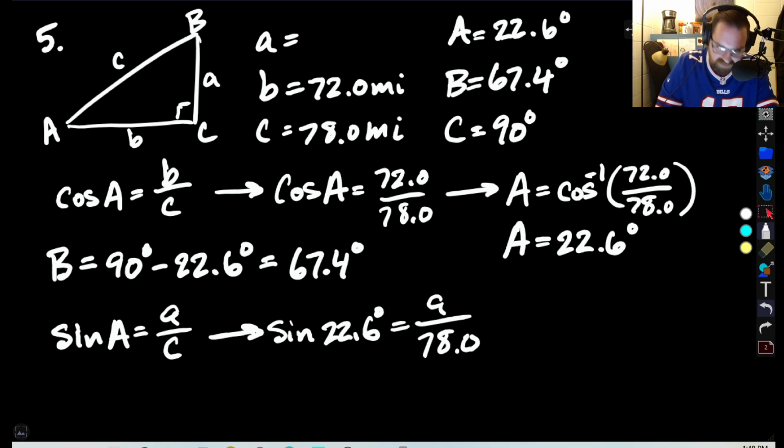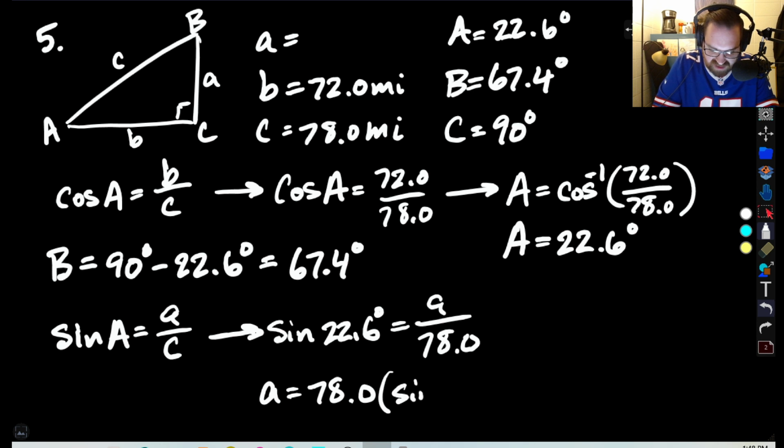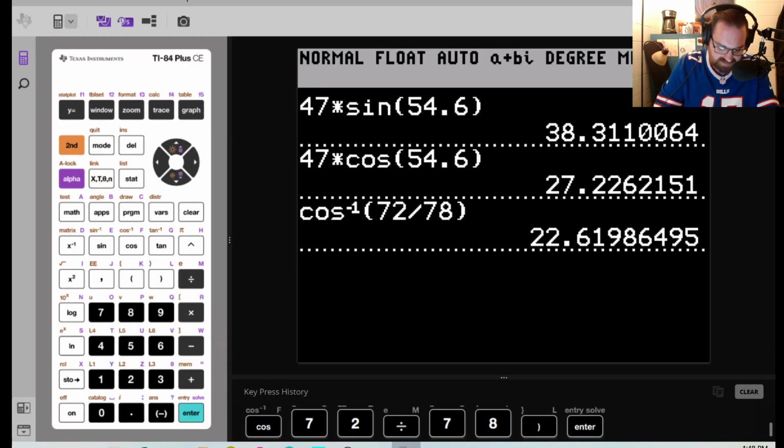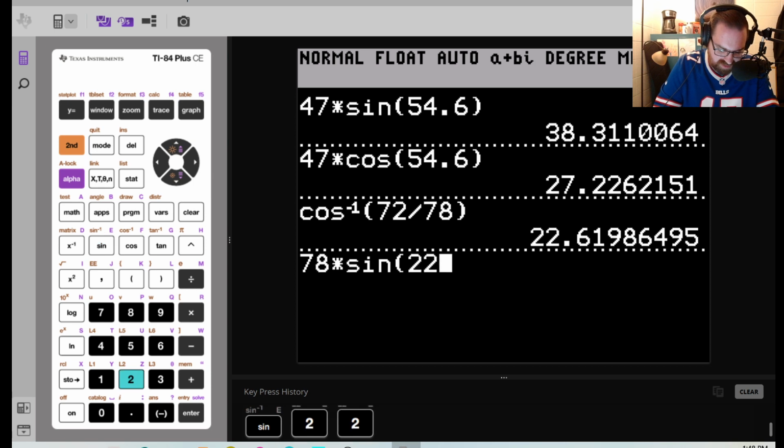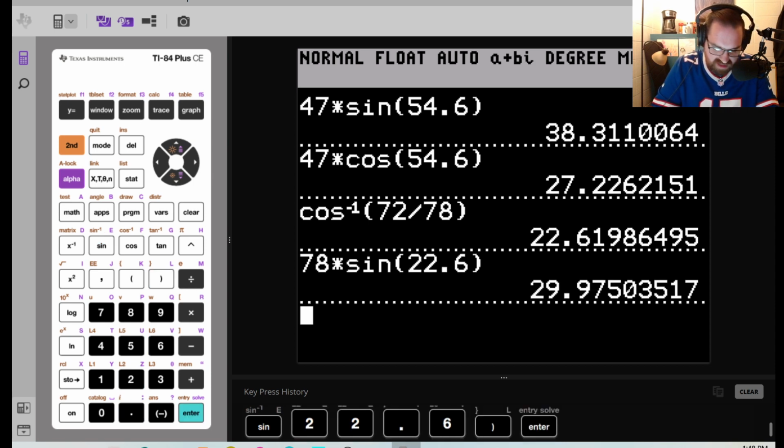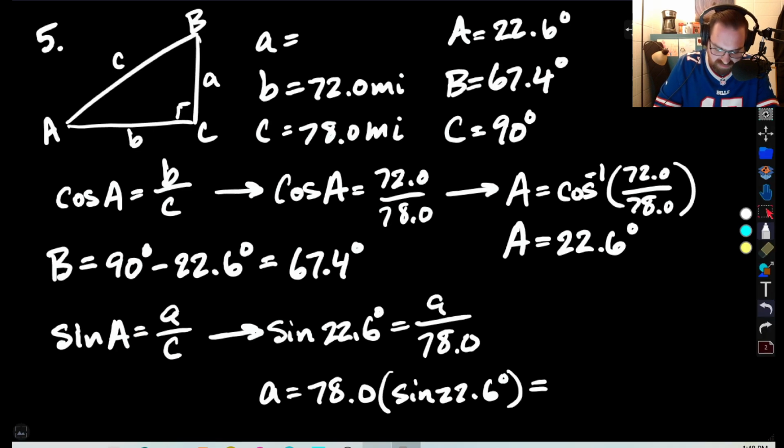So in other words, whoa, something happened here. There we go. A is equal to 78.0 times sine of 22.6 degrees. And this thing works out. Let's go back to our calculator really quick. 78 times sine of 22.6. Hit enter, and we get 30.0.